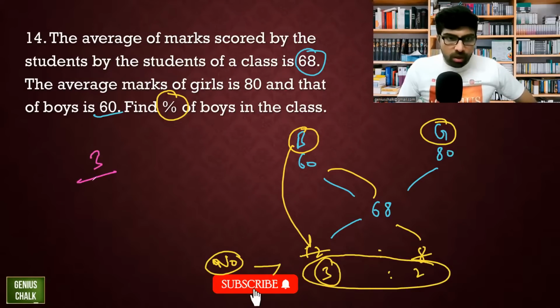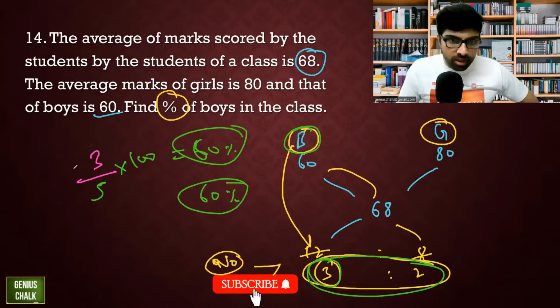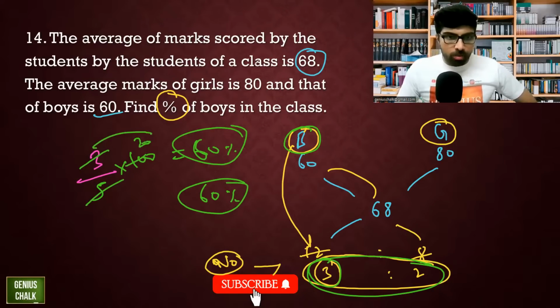And what is the total? Total is 5. This 3 is the number of boys. You can see this is boys, and total is 3 plus 2, 5. It is asking for the percentage. So 3 by 5 is 60%. So 60% has to be my answer. 5 20s are 100, 3 20s are 60. I hope this is clear. So let's move on to the next.